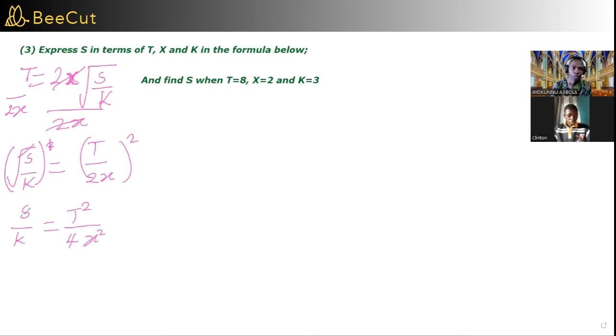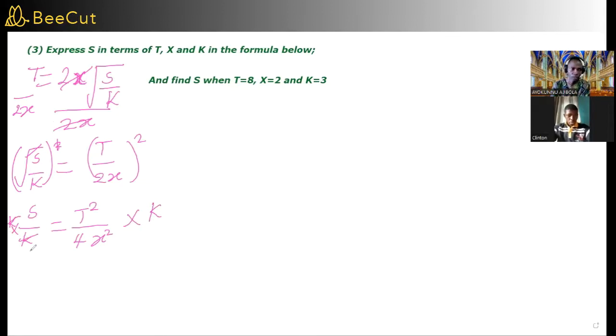Here I'm not done. It's still remaining k that is stopping s from standing alone. So k is dividing x, so I have to multiply both sides by k. So this side times k, and this other side too times k. So k is going to cancel out k here. So once k cancels out k, then I have s standing. So s equals k times t squared gives me kt squared all over 4x squared. So now this is the answer to the first part of the question.